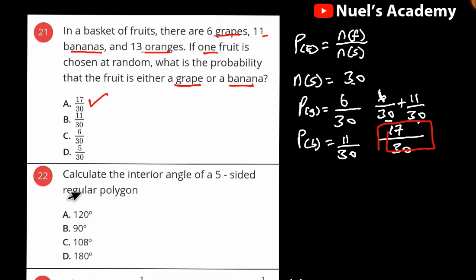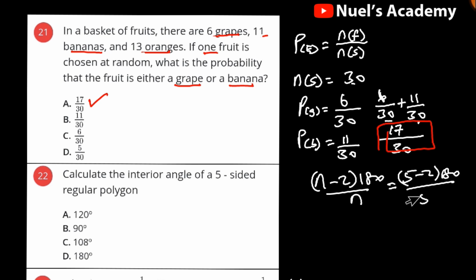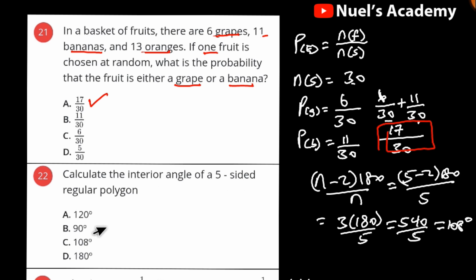So question number 22. Calculate the interior angle of a 5-sided regular polygon. The formula for interior angle is equal to (n minus 2) times 180 over n. The number of sides here is 5, so (5 minus 2) times 180 over 5. 5 minus 2 is equal to 3, times 180, divided by 5. So 3 times 180 is equal to 540, over 5, and this is equal to 108 degrees. So option C is the correct answer to this question.